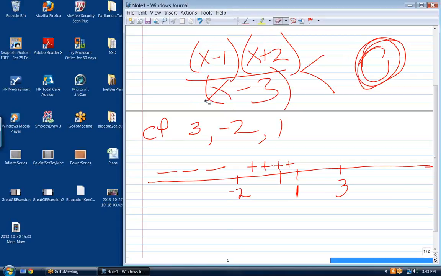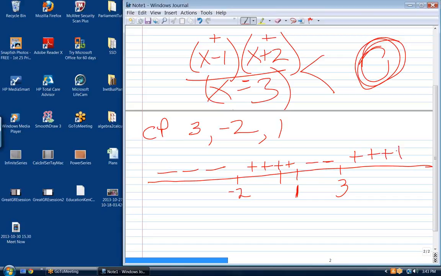Okay, let's finish it. So let's plug in a number between 1 and 3. 2, I guess. So that would be negative. Hold it. That term's positive. Yeah, sorry. Positive, negative. So that is negative. Okay. And then a number greater than 3, this is always going to be positive in this problem. So our solution set to this would be what?